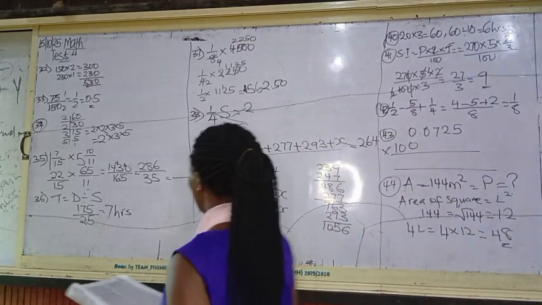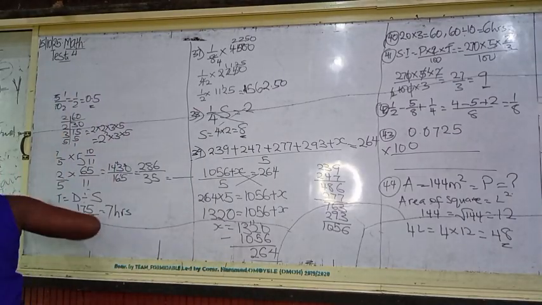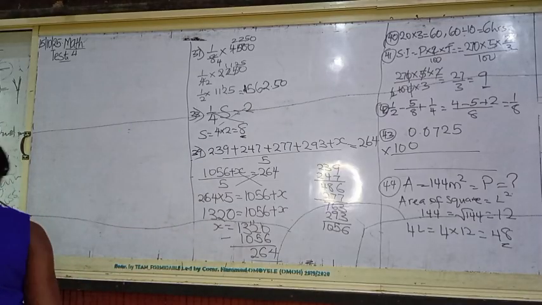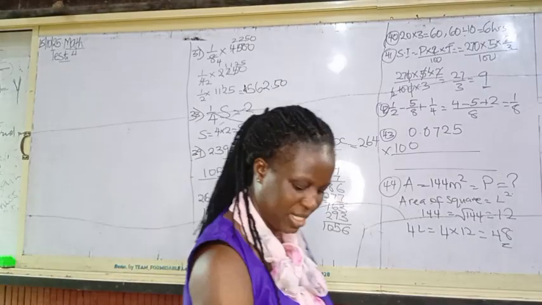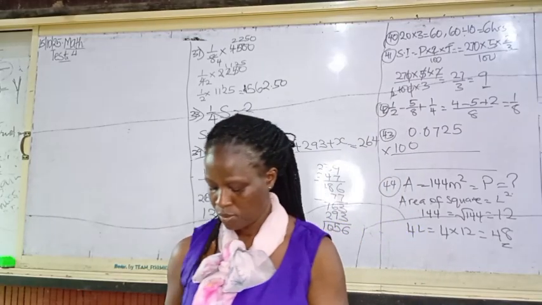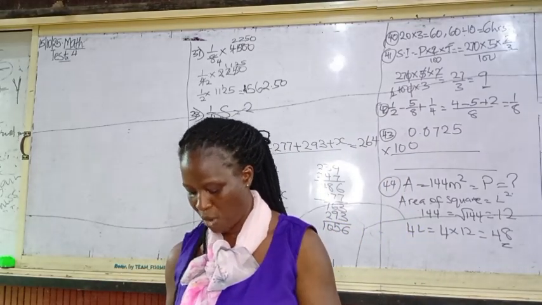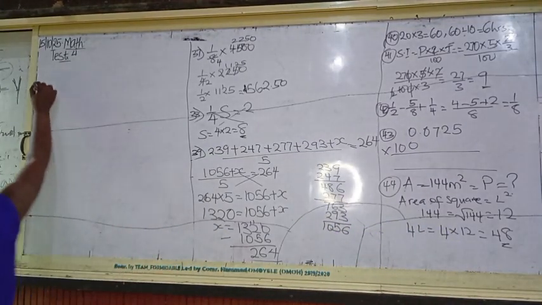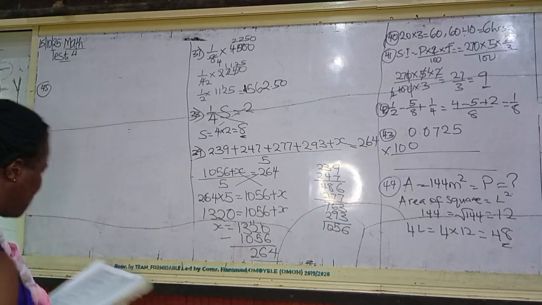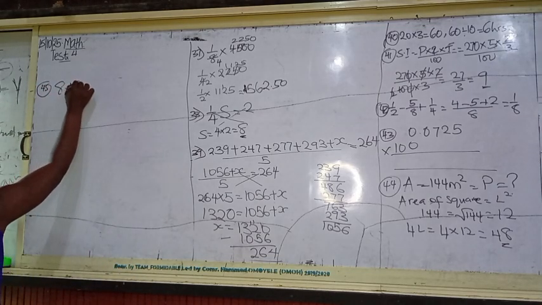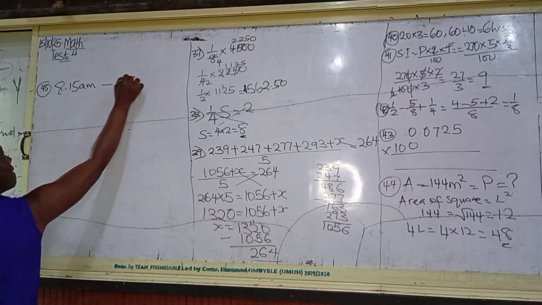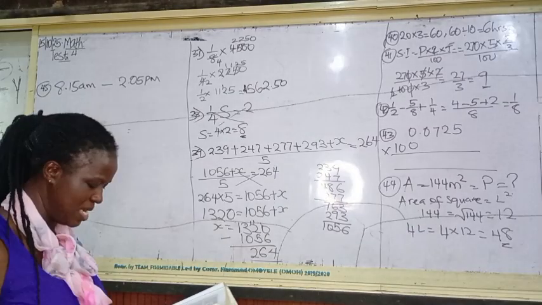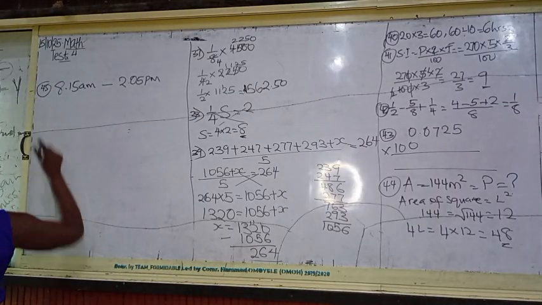So now to the fifth question, which is question number 45. Question number 45 says, if a school begins at 8:15 and closes at 5 minutes past 2, for how many hours and minutes are the pupils in school each day? Number 45, we are told it begins at 8:15 and closes at 2. And the question asks, for how many hours and minutes are the pupils in school each day?